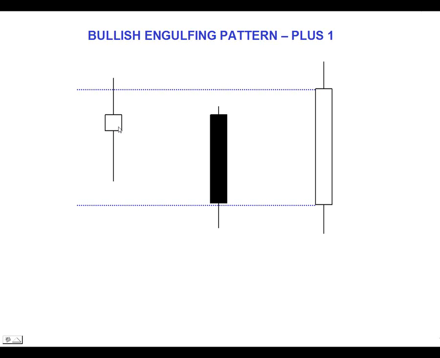Okay? So in this example, we're looking at a bullish engulfing pattern +1, but this could easily be a bullish engulfing pattern +3 or a bullish engulfing pattern +5, just as long as you continue to engulf other open to close bodies.